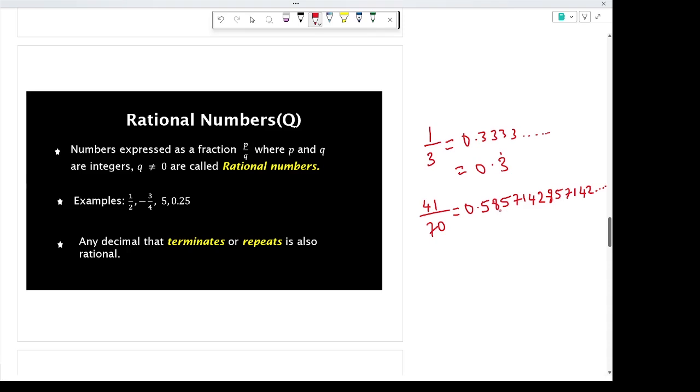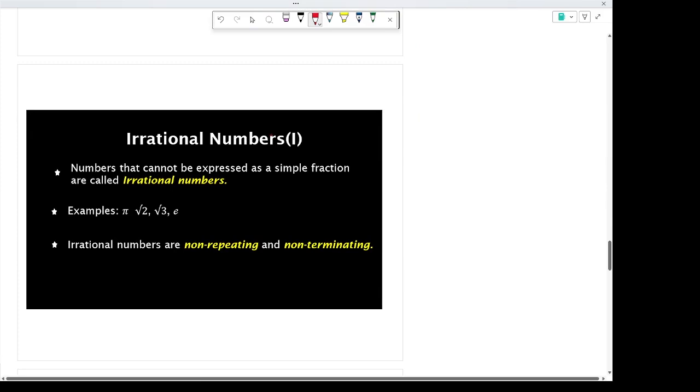From the 8, 57142 is repeating. So what we do approximately is, so we have equals to 0.58557142. Then we now put the dot on the 8 and the 2, the first and the last digit of the recurring numbers. Next, we'll be looking at irrational numbers.